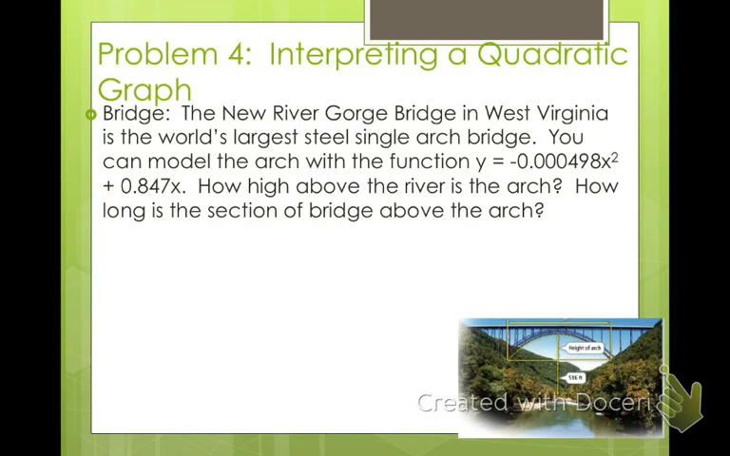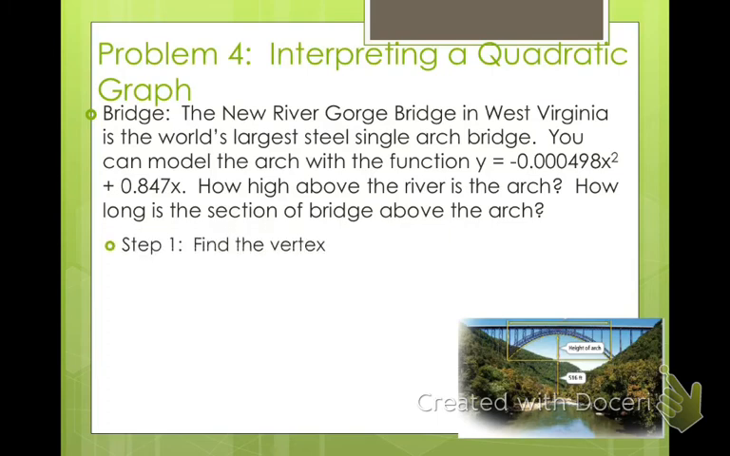Okay, here I have the New River Gorge Bridge in West Virginia. This is the world's largest steel arch bridge. Pretty interesting. So they give us that the function is y equals this. So how high above the river is the arch? So they want to know what is this distance right here. Like how far is it from here to here?